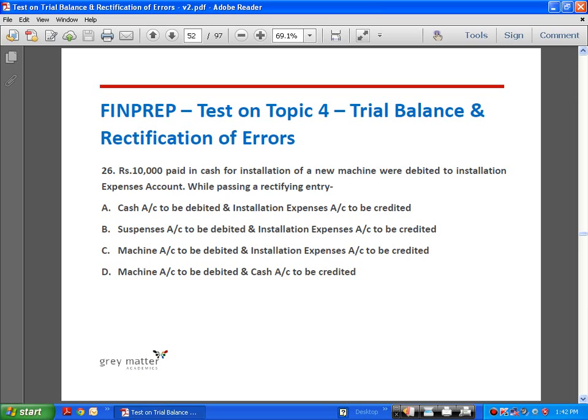Rupees 10,000 paid in cash for installation of a new machine were debited to installation expenses account. The correct entry should have been machinery account debit to cash, but the wrong entry is installation expenses to cash. So the rectification entry will be machinery account debit to installation expenses account. So the answer is C.